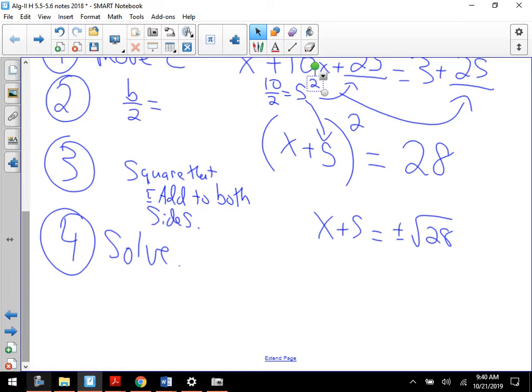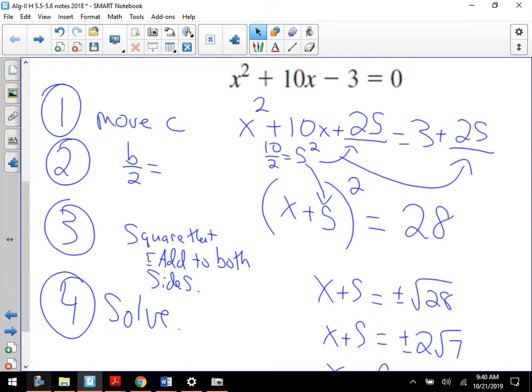2 root 7. So remember, it's 2 root 7. So I get x plus 5 is plus or minus 2 root 7. And then lastly, how do I move the 5? Subtract it over. And I get x equals negative 5 plus or minus 2 root 7. We basically took an unfactorable quadratic, factored it.